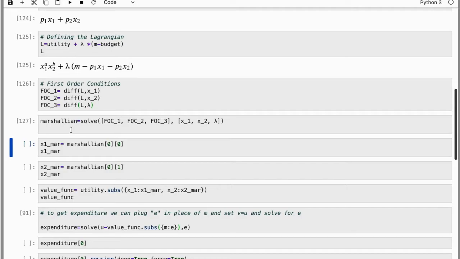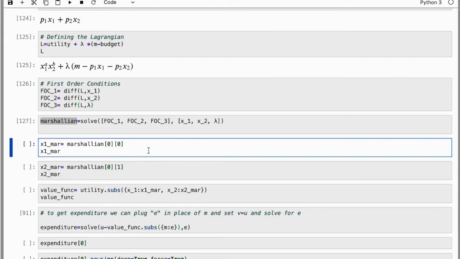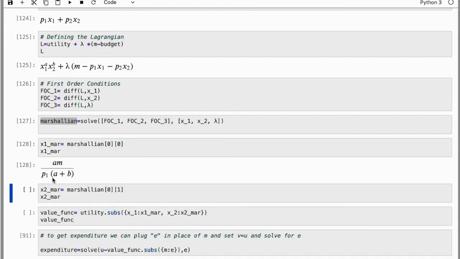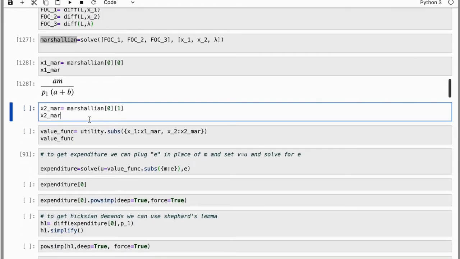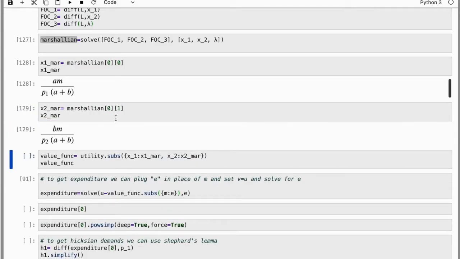Now once Python has solved it, it has saved the solution to this variable name marshallian. And so I'm just saying that x1's Marshallian demand is equal to, I'm just indexing it, so the first one is going to be definitely x1 here. So we can take a look, and yes, this is the Marshallian demand of good x1. Similarly, I'm just assigning x2 mar for the Marshallian demand of good x2, and we can also see that this is the Marshallian demand of good x2 in terms of prices and the budget m. So the first question is answered: what are the Marshallian demands?